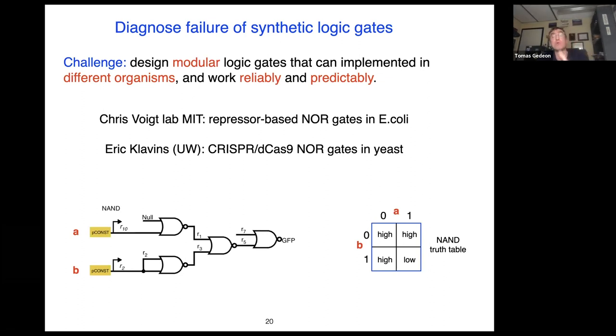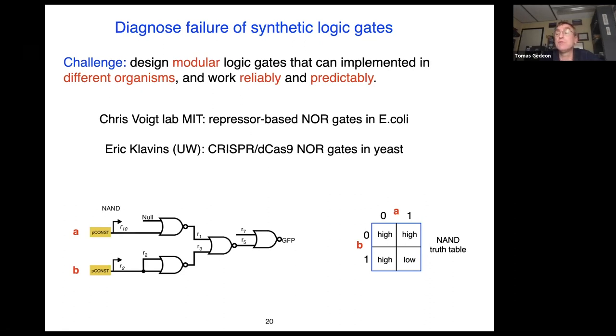So let's say I want to build, again, this is all toys at this point. Let's say I have two inputs, A and B, which I can control. These are inputs where I douse the cells with chemical A or chemical B, right? And I can either put both of them in or none of them or one of them.